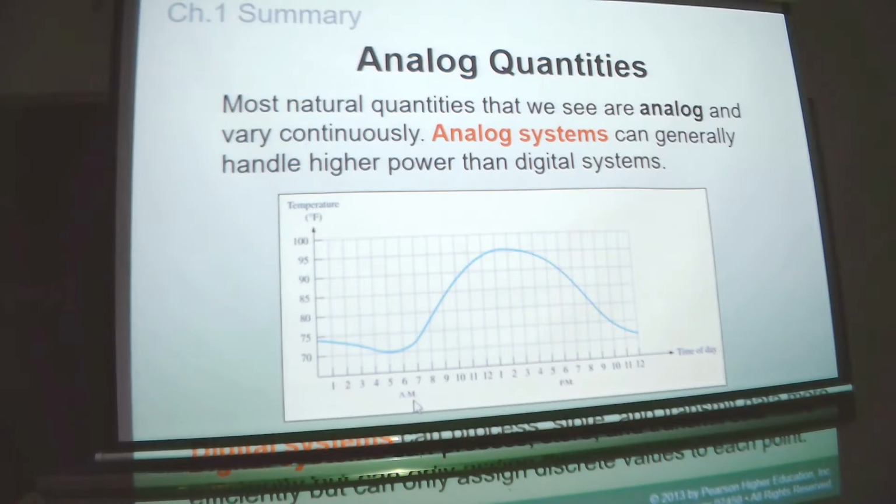But digital systems can process, store, and transmit data more efficiently, but can only assign discrete values to each point. Digital systems can only assign discrete values.